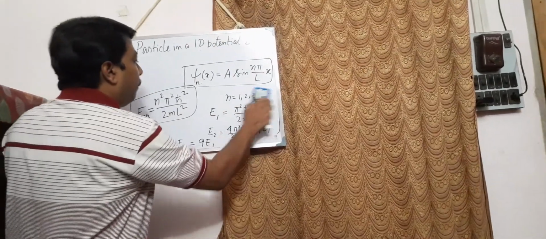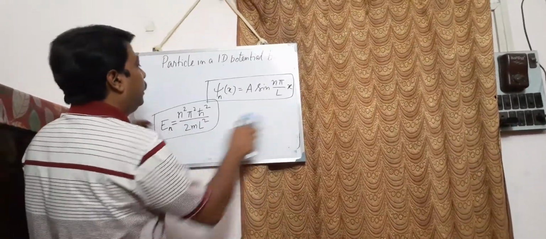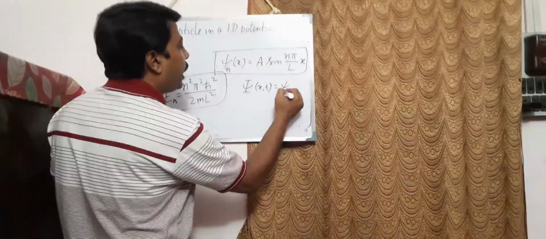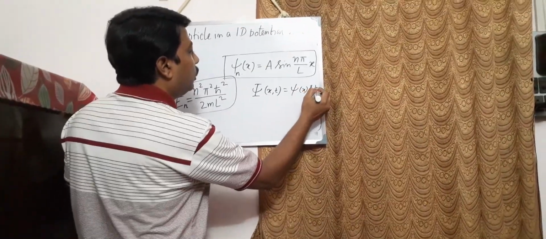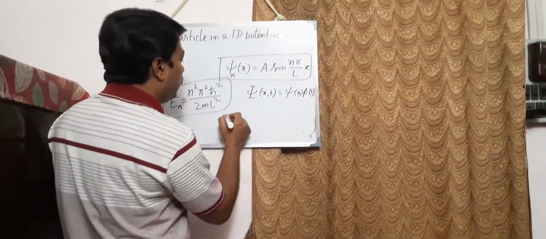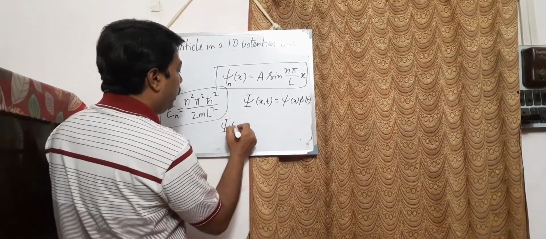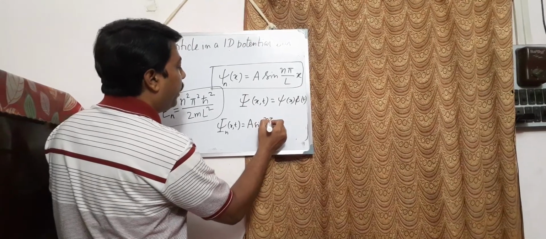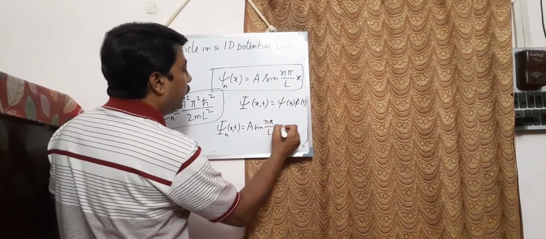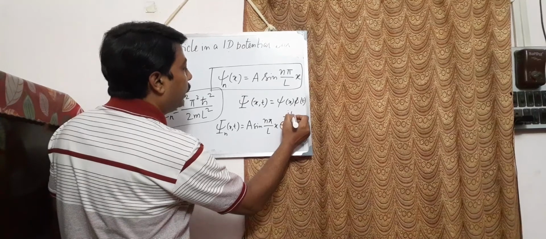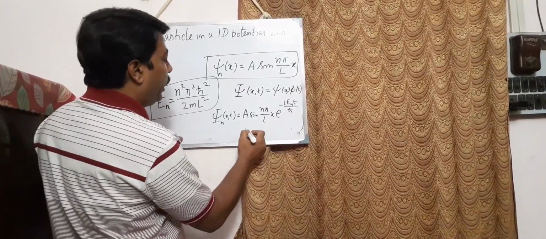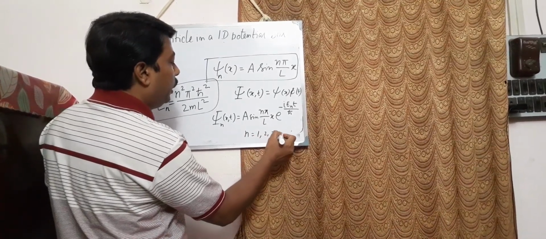that is the last thing which I will mention here today. The complete wave function, capital psi x t, is this psi x into phi t. So this capital psi x t would be a sine n pi by L into x, e to the power minus i E n t by h cut, where n is equal to 1, 2, 3, etc.